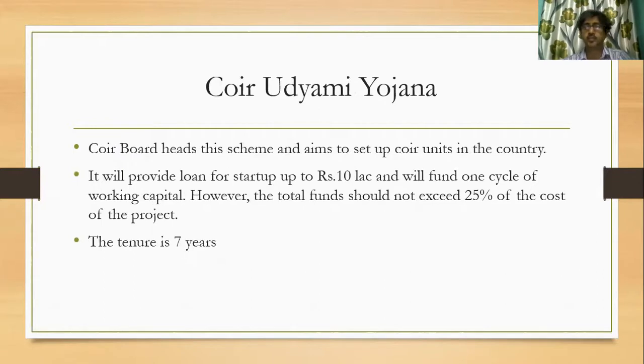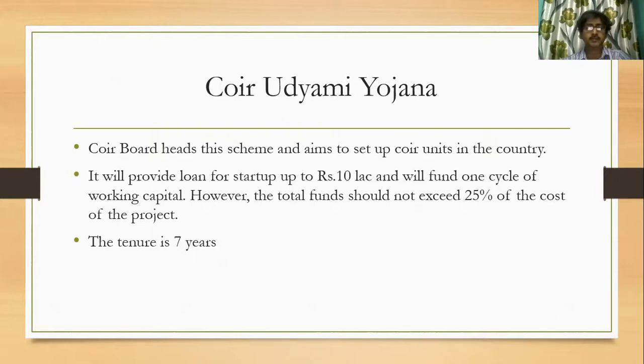Next one, Coir Udyami Yojana. As we have already talked about when we discussed the MSME and the ARI, we talked about the different segments of ARI, and one of them was the Khadi and Village Industries Corporation, and the second one was the Coir Board. So this is a particular scheme meant for ventures which are using coir. The Coir Board heads this scheme, and it is named the Coir Udyami Yojana.